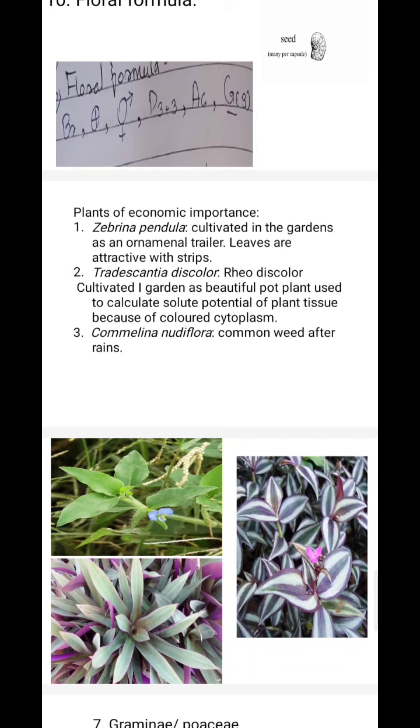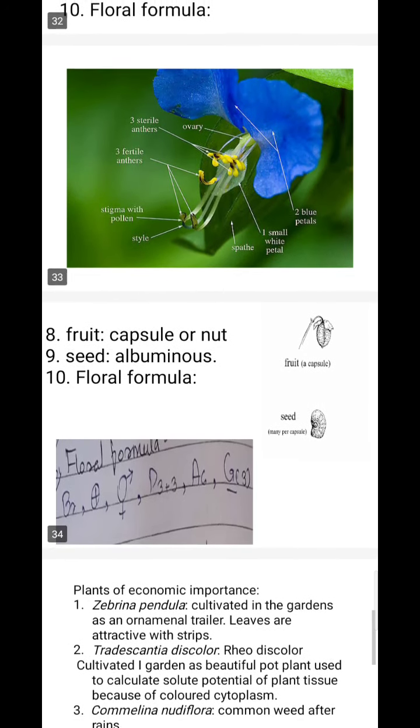Then the third another species of this family is the Commelina nudiflora. These plants are common weeds which are found after the rain. So this shows in the left hand figure, that is the Commelina nudiflora. And these mostly grow as a weed. So these are some members of the Commelinaceae which are observed in sites of weed. So I hope all of you got this family Commelinaceae.